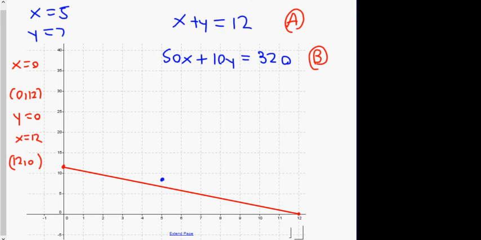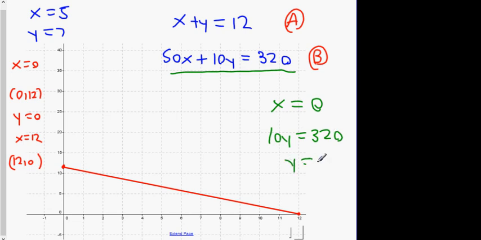Okay, the next thing. We've got to draw line B. Anybody tell me how to draw line B? Once again, pick a value for x. X equals 0. When x equals 0, what happens to the equation? 10y has to be equal to 320. Y must be equal to 32. This is the point 0, 32. 0, 32 is up, sorry, a bit further, up around here.